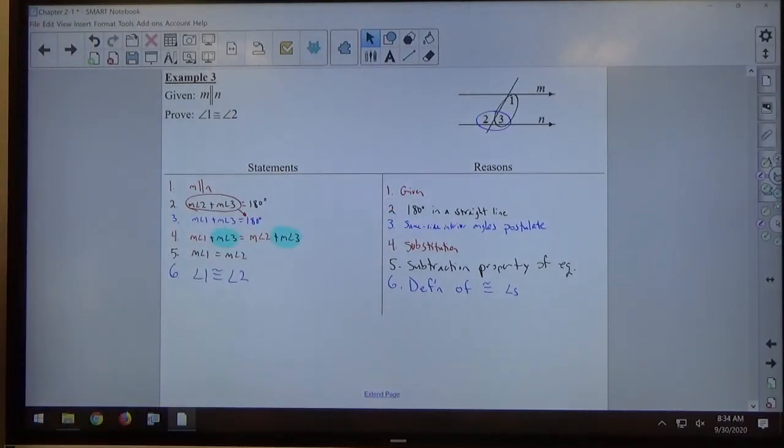So that's the whole proof. We started with the given information and used the law of detachment again and again until we got to where we wanted to get, which was that the angles are congruent.